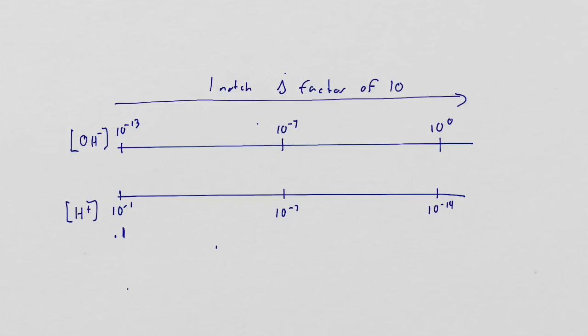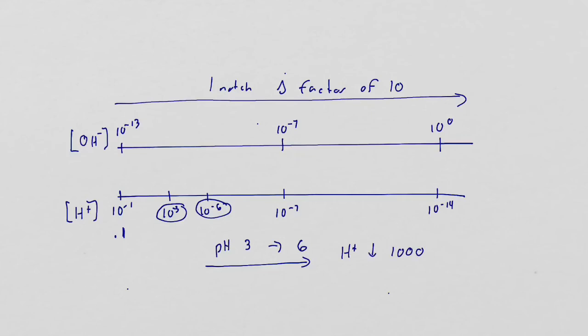So let's say I go from a pH of 3 to a pH of 6. Well, let's look at that. The concentration of the H plus is 10 to the minus 3, and it's going to 10 to the minus 6. What's the difference between these two? Well, this number here is 1,000 times smaller than this number. So when you go from 10 to the minus 3 to 10 to the minus 6, the H plus concentration decreases by a factor of 1,000. It gets 1,000 times less acidic.